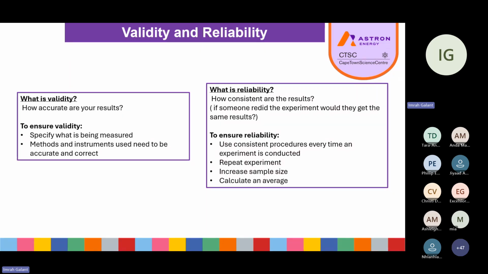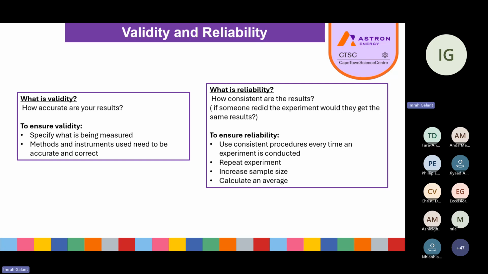Another way is to increase your sample size. Instead of using one person for an experiment, you need to use a much larger sample size, maybe 10 to 50 people. Then it's also very important to repeat your experiment, because when you repeat your experiment, you can then calculate an average for the experiment.